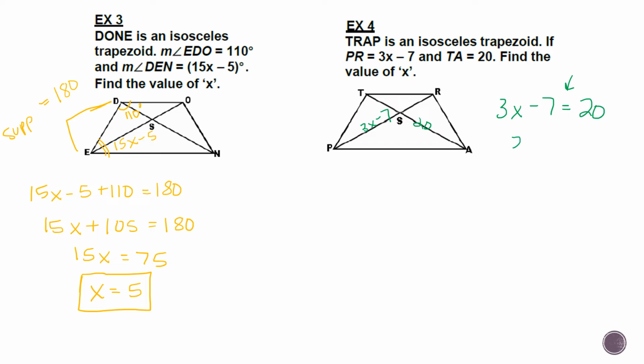So then this just becomes an algebraic problem where I'm going to add 7 to both sides to get 3x equals 27. Divide by 3, I should get x equals 9. Okay, again, those are our trapezoid properties. Okay, so making sure that you jot down any questions you might have because you will have an exercise to do in class using these properties.